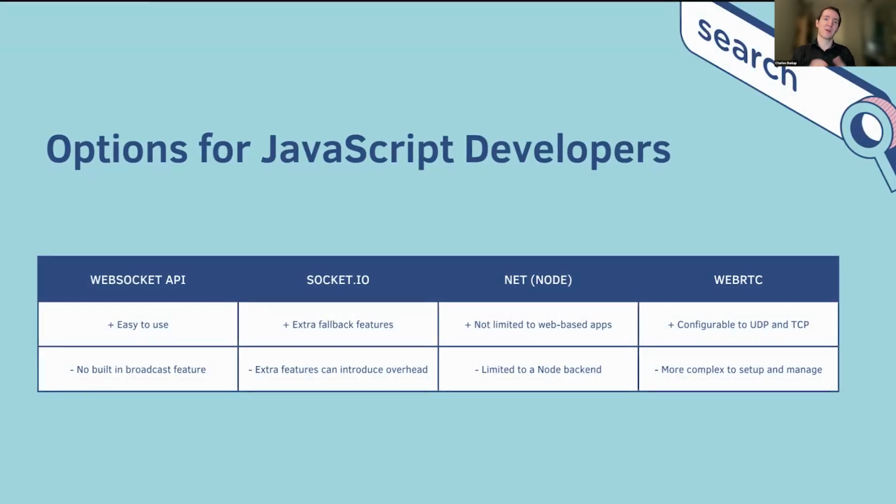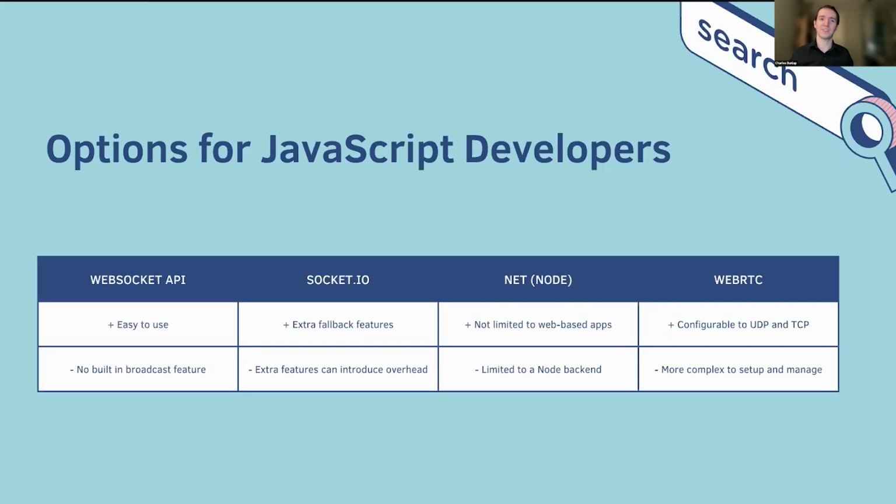So the WebSocket API has risen to the top of popularity mainly because of its simplicity. It abstracts away a large amount of setup required in other socket libraries and is widely supported across many browsers. One of its downsides is that it has no built-in broadcast feature, meaning that it cannot send a message to multiple clients at once.